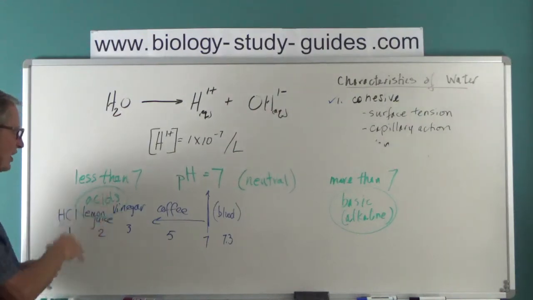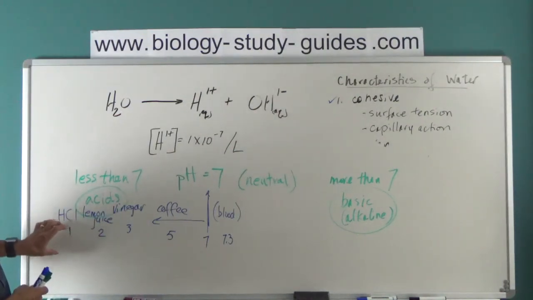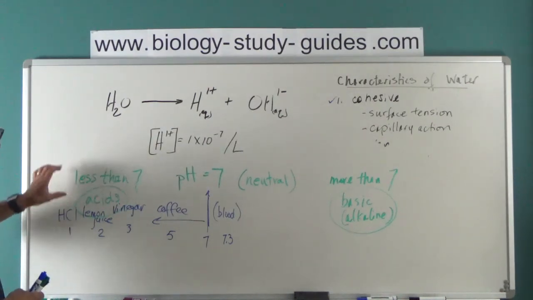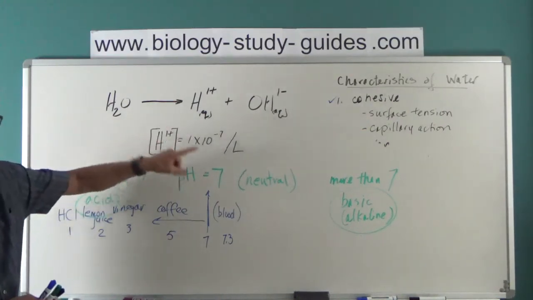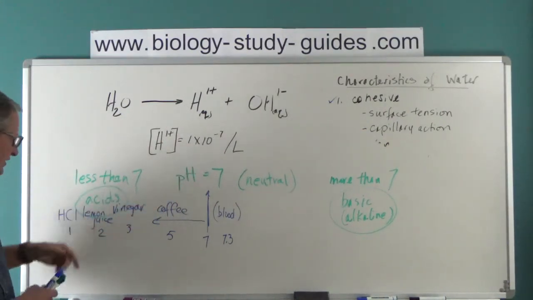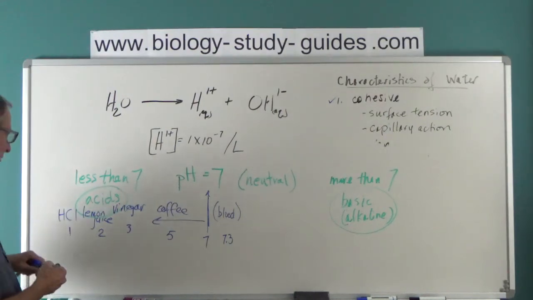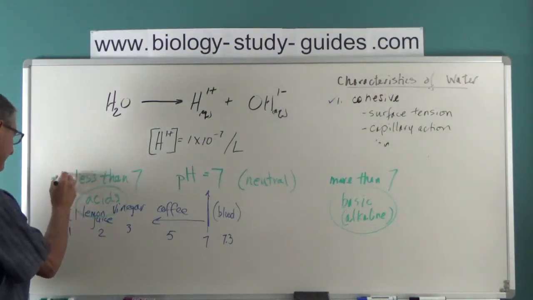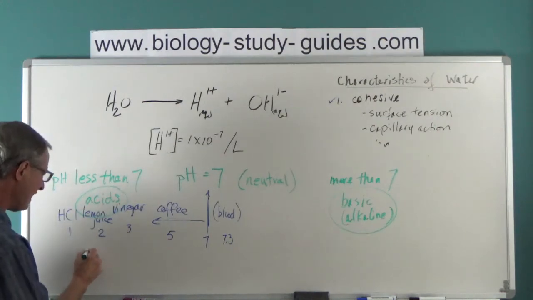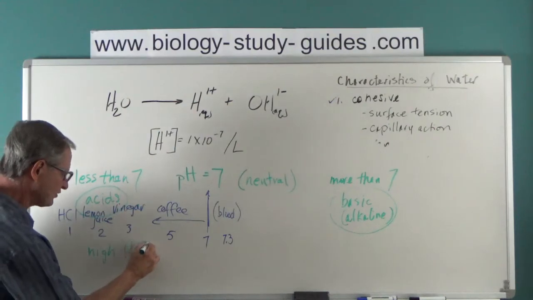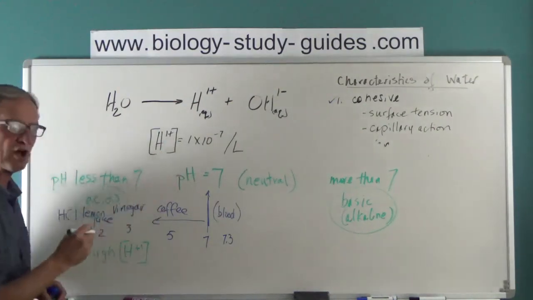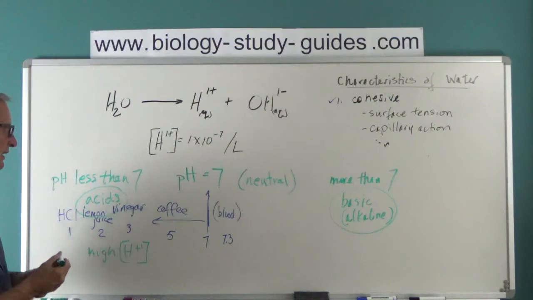So those are acids. What that means is that there's a lot of hydrogen ions floating around in these things. The pH is less than 7, but that's the negative logarithm. So the pH is less than 7, but this means that they have a high hydrogen ion concentration because it's a negative logarithm. It just seems like it's backwards, but that's the way they defined it in the first place.